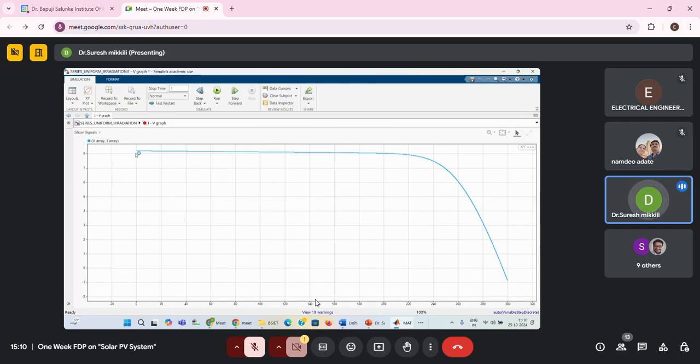In series configuration, current is module current, no? And voltage is 9 times the module voltage. Can you check? Is it okay?